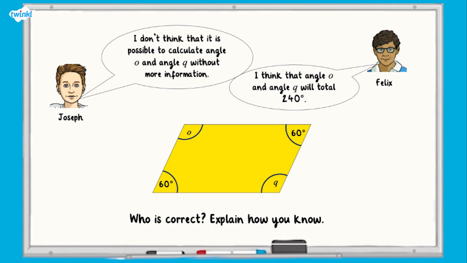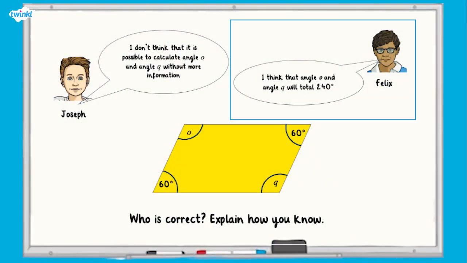Pause the video here while you work out your answer. All complete? Well done. Here's the answer. Felix is correct. Internal angles in a quadrilateral are equal to 360 degrees, so the remaining internal angles can be calculated with the information given. 60 degrees add 60 degrees is equal to 120 degrees. 360 degrees subtract 120 degrees is equal to 240 degrees.